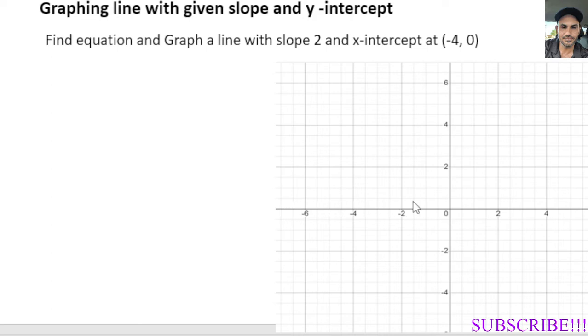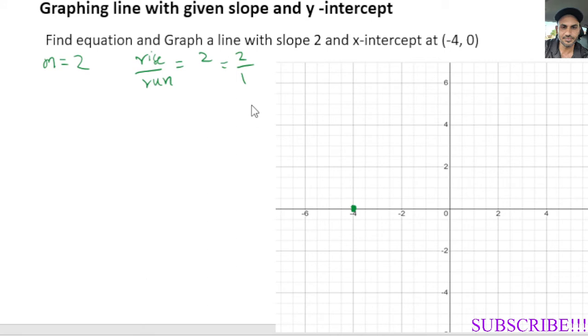So this is our x-axis right here, along this line right here, and we know that this particular line has an x-intercept of negative 4, so this is the point we're talking about. That's where the graph is going to cross the x-axis. And the other thing that we know about this line is the slope equals 2, where m equals 2. That means rise over run equals 2, or same as 2 over 1.